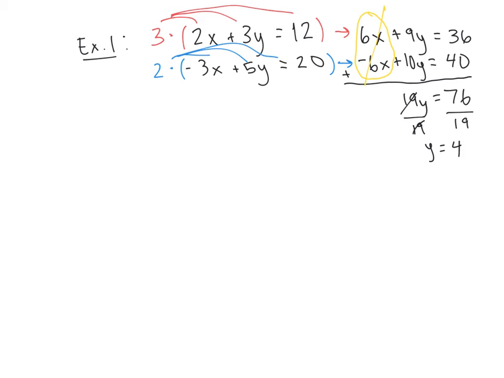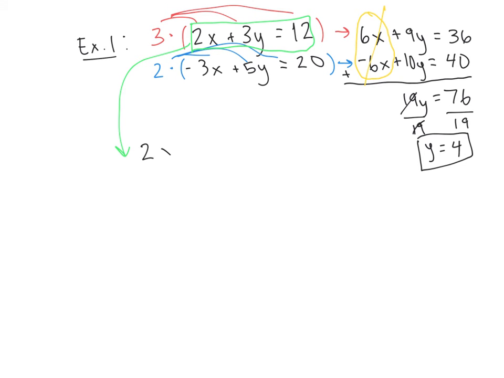So if we eliminate the x's, I get 19y equals 76. Dividing through by 19, 76 divided by 19 makes a positive 4. So y is going to be a positive 4. Now, once I have that positive 4, I can take either of my equations. In this case, I think I'm going to take my original first equation. So this guy right here.